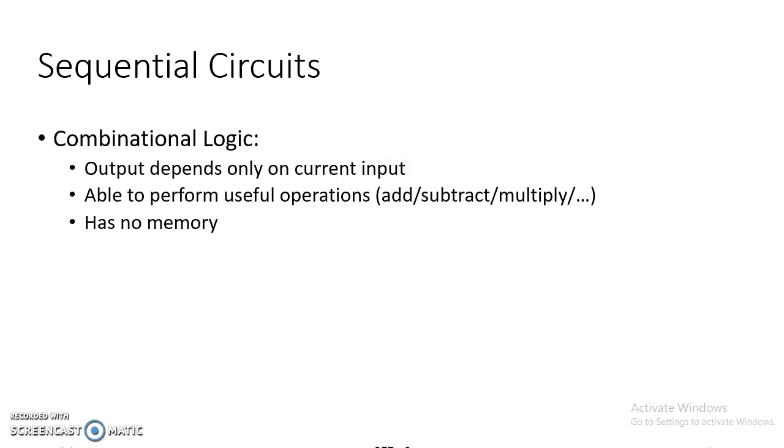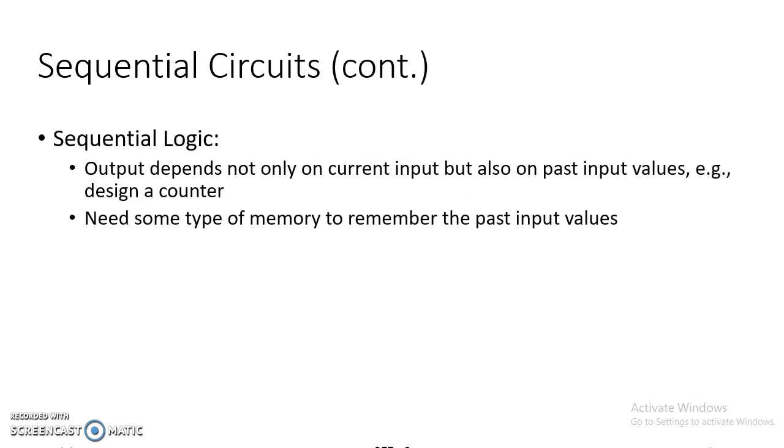Sequential circuits are made up with combinational logic. Combinational logic is a combination of gates which can perform operations like add, subtract, multiply. It only depends on current input. It does not depend on memory, past values or future values. But a sequential circuit depends on the current value as well as the past value, which is already stored in it. That is why it is called a memory bit.